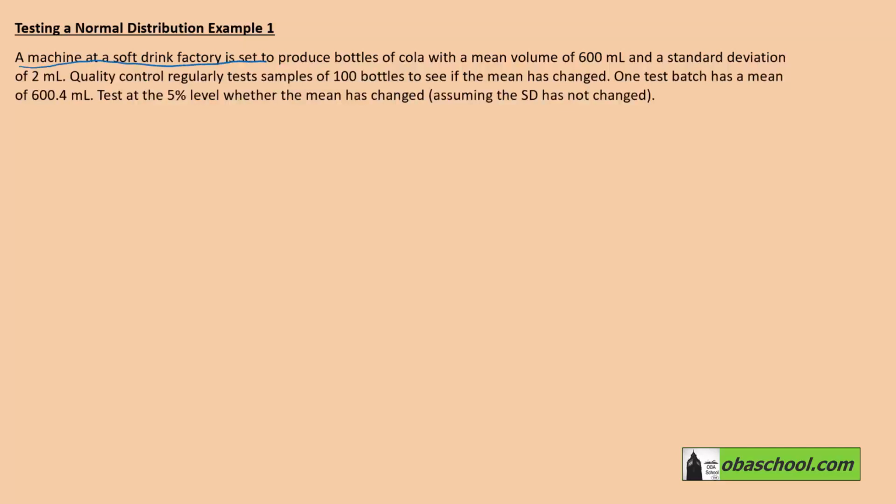A machine at a soft drink factory is set to produce bottles of cola with a mean volume of 600 millilitres and a standard deviation of 2 millilitres. Quality control regularly tests samples of 100 bottles to see if the mean has changed. One test batch has a mean of 600.4 millilitres. Test at the 5% level whether the mean has changed, assuming, of course, that the standard deviation has not.